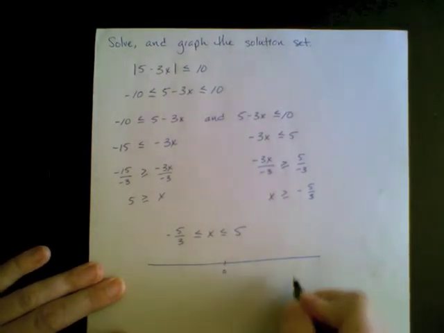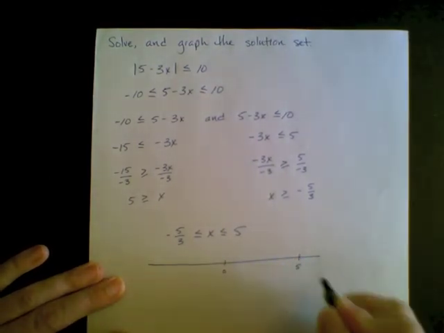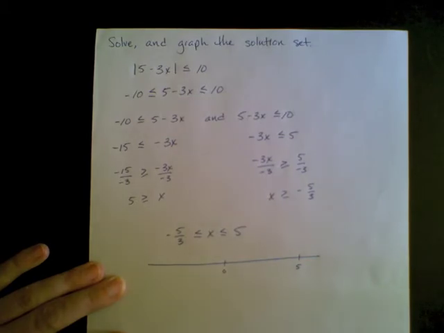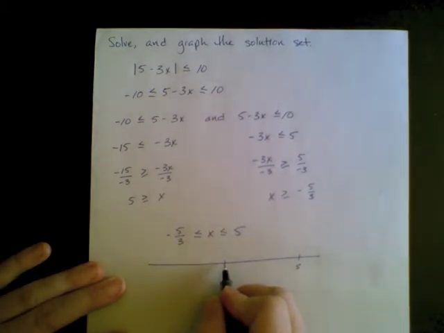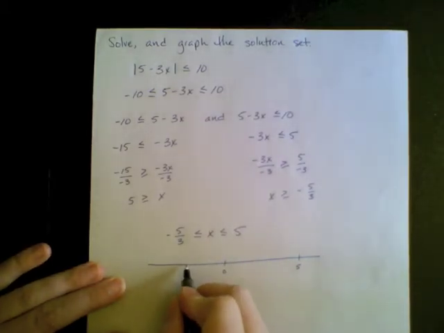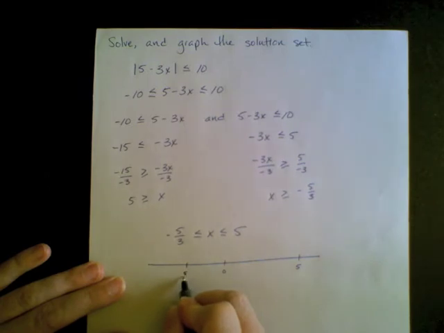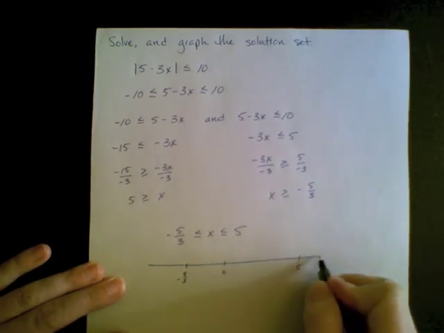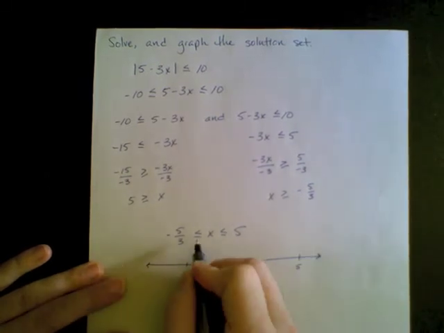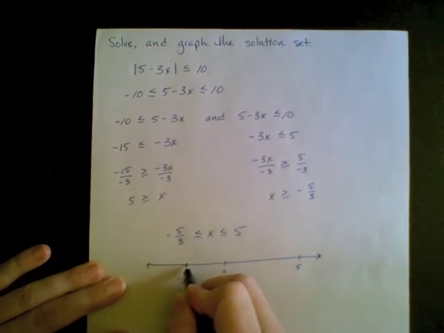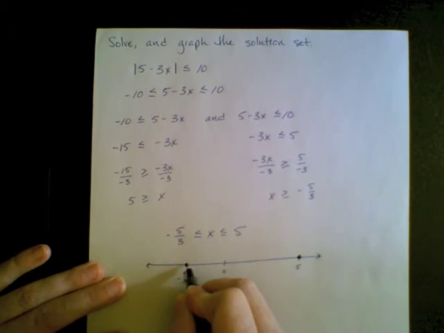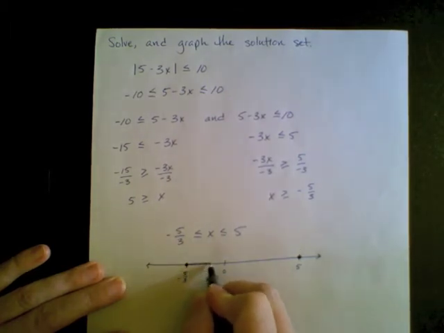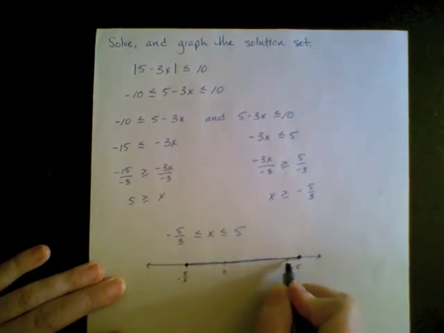So if this is 0, this is 5, and I'm not going to keep this exactly to scale, but to be roughly to scale. 5/3 is 1 2/3, so we'll put negative 5/3 here. These are less than or equal to, so I represent them with solid dots, and it's everything in between those two.